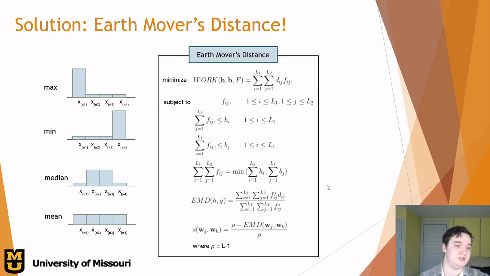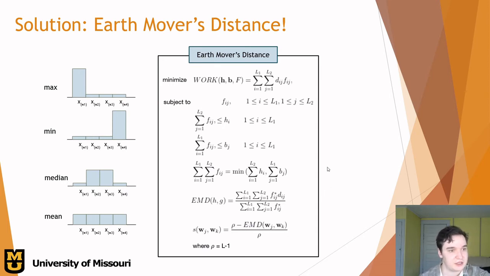To actually calculate the earth mover's distance, we're not going to go through all this math because it's not too important. There are libraries for this, and it's well documented how to compute the earth mover's distance. But we are minimizing the flow times the distance for each pair of indices, for each bin. And again, we can turn this into a similarity measure by taking the maximum value of the earth mover's distance and subtracting the actual observed value from it.